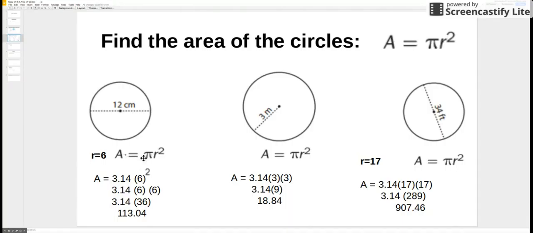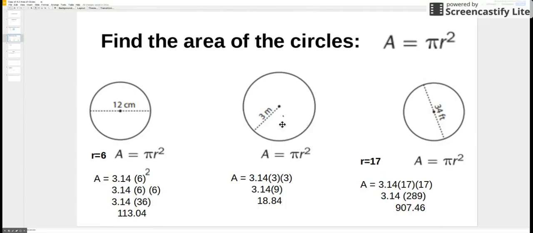So I'm just going to plug it into this formula. Area equals pi r squared. Pi is 3.14. Your radius is equal to 6 squared. So you just do 3.14 times 6 times 6, 3.14 times 36, and you end up getting 113.04.